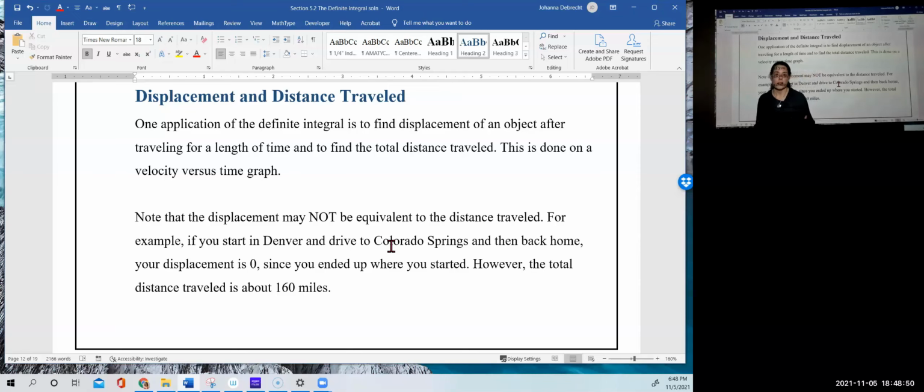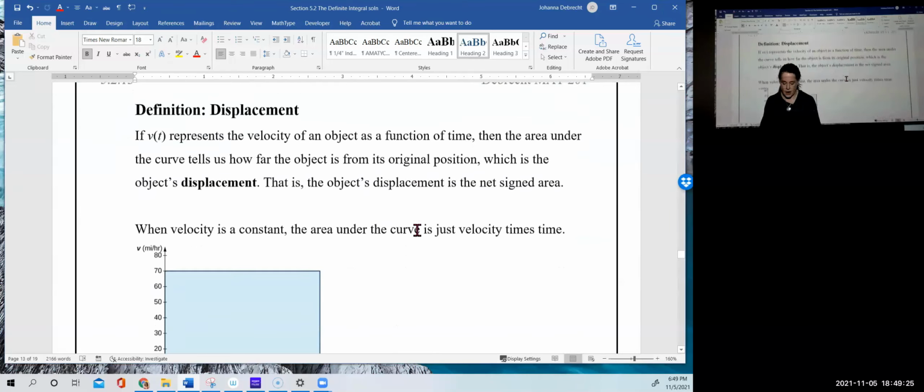Now, what would it mean if you lived here in Lakewood and you drove to Denver and then to Colorado Springs and then you drove back to Denver, but not back home? Well, then your displacement would be 10 miles because you're 10 miles from Lakewood to Denver, but your total distance traveled would probably be about 150 miles, not the full 160. So total distance traveled is more like the idea of total area, and displacement is more like the idea of net signed area. Let's see what this has to do with the graph.